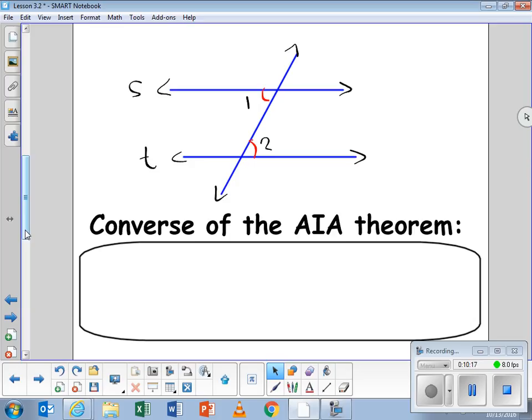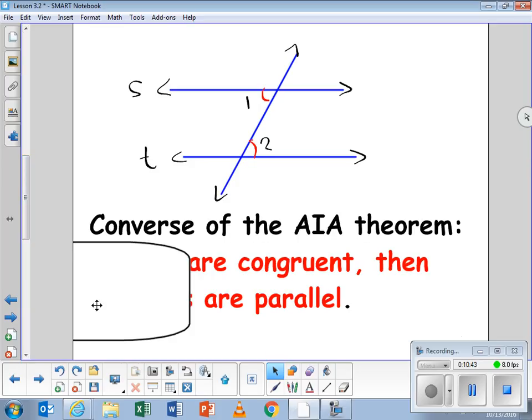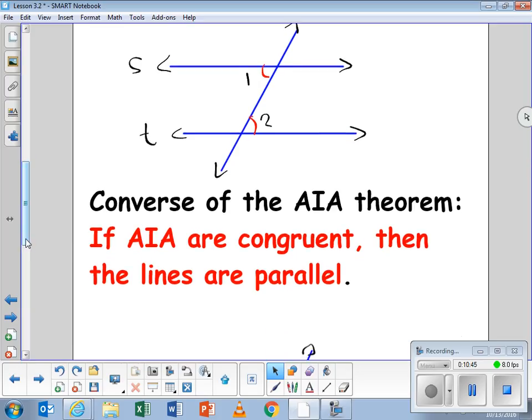Okay, what were you saying, Cody? If corresponding angles are alternate interior, then lines are parallel. Okay, you're close. You're kind of mixing it up with the first one. What kind of angles are they? Alternate interior, good job. And they are what to each other? Congruent. So you're going to say if alternate interior angles are congruent, then the lines are parallel. Okay? Again, it's the converse of the one we talked about yesterday.